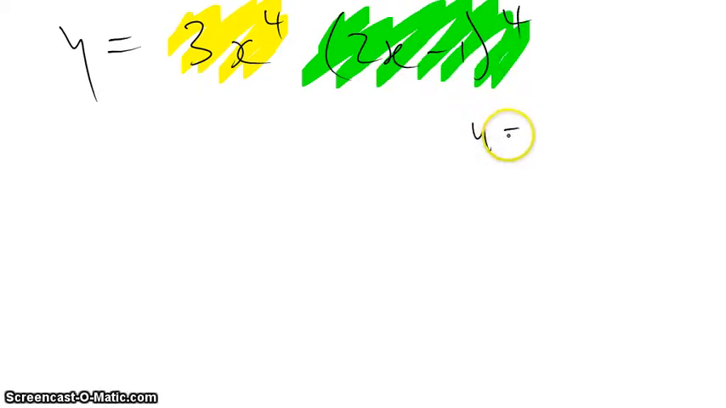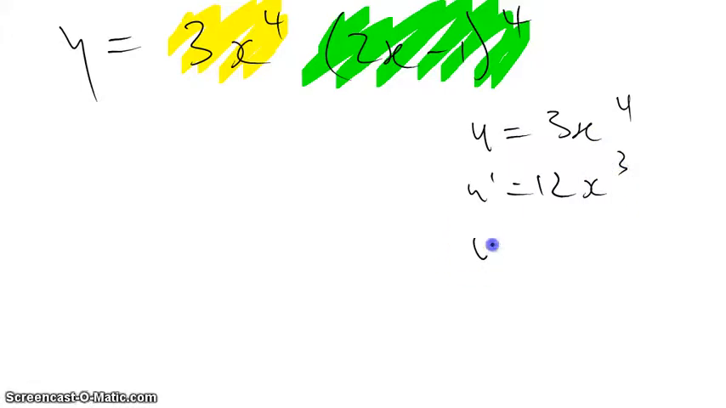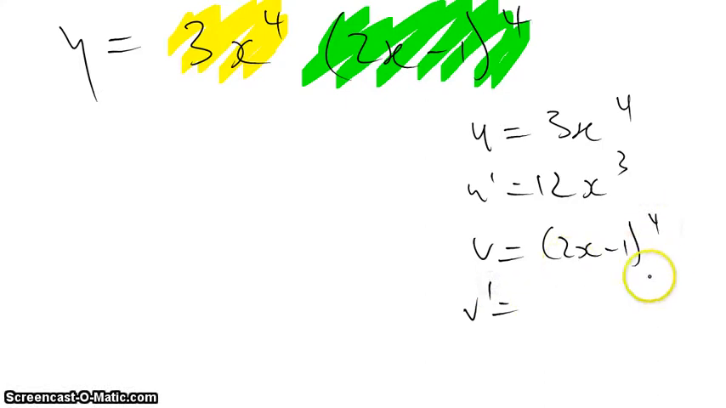So, first of all, U is 3x to the 4, and U dash: drop it, 4 times 3 is 12, take 1 off it, x cubed. V is 2x minus 1 to the 4, and V dash: you drop the 4, take 1 off the 4 to make it a 3. And you've also got a times 2, because that's the derivative of the bracket. You can't just do chain rule just like the index rule. You've got to complete the chain. So the 4 times 2 will give you 8.